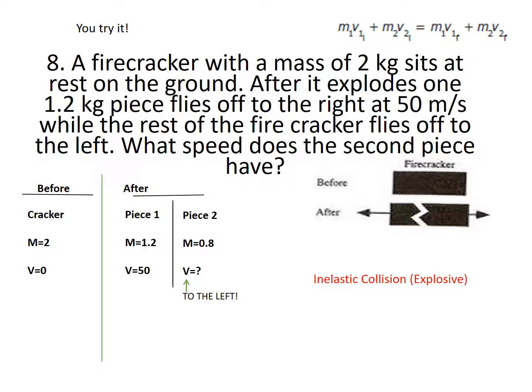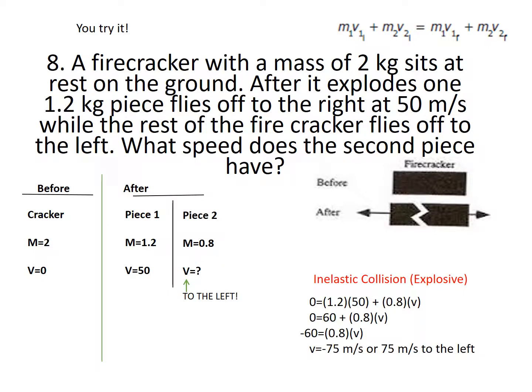Okay, so let's put our info first. So the only thing we have before is a cracker. It's one object. And so it's 2 mass and 0 velocity, and then we're looking for that second piece that flies to the left. So we know our velocity is going to be negative. And we know that it's inelastic because it's explosive. So we put our info in.